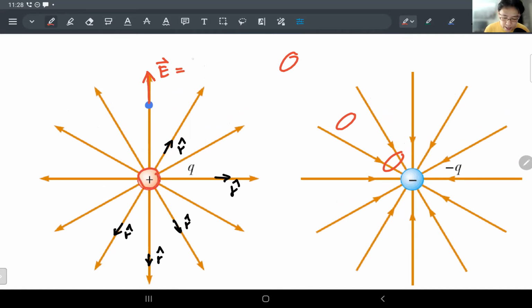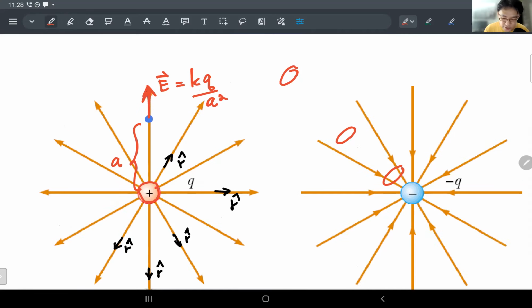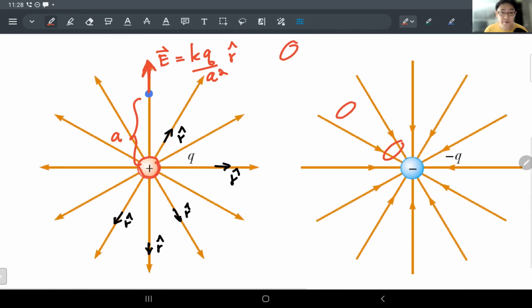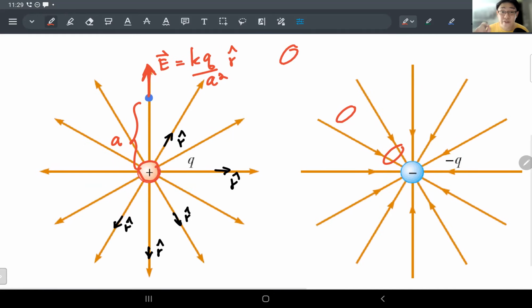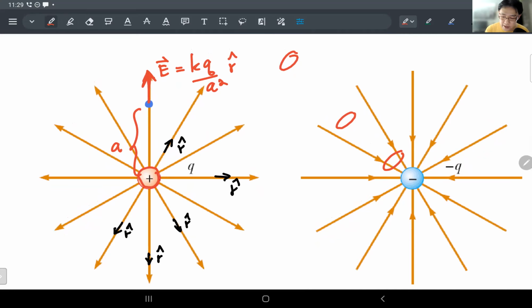How much? k times Q, if this one has a charge Q, over the distance. Let's say it's a, so over a squared, and it's going to point in the radial direction there. That's your r hat. Okay, don't put it there, but that's a radial direction. So you put r hat there, and that's good. All right, that's the field at that point. So I can mark this to be point P, for example.